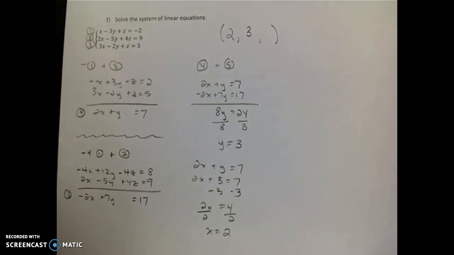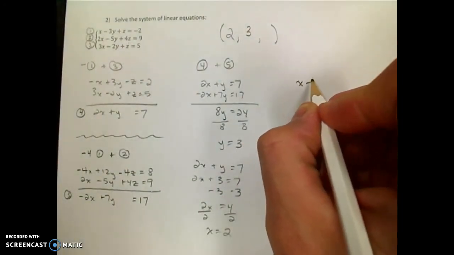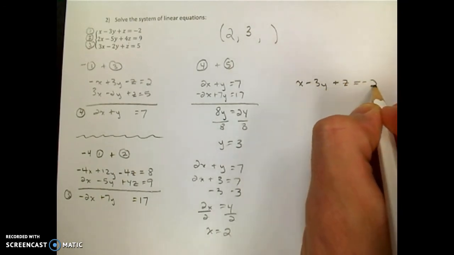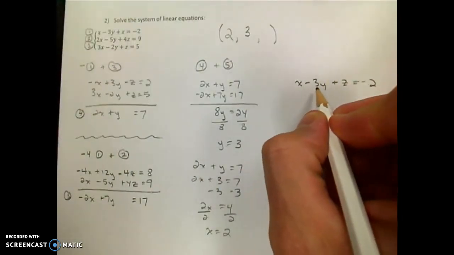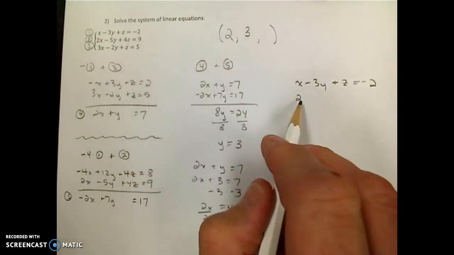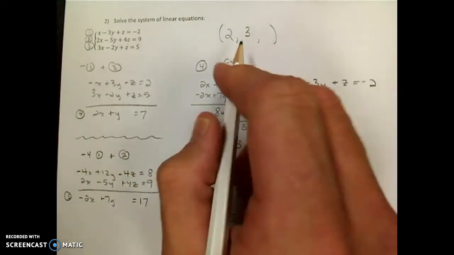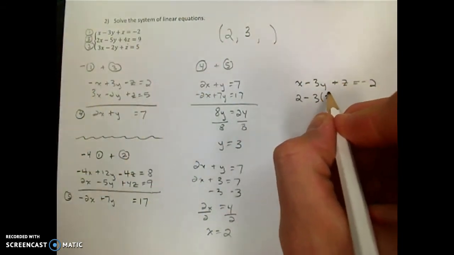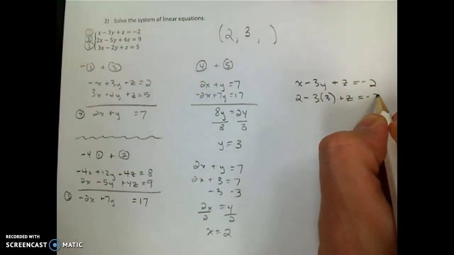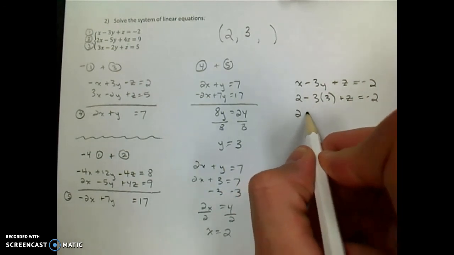One step remaining now. We've got values for x and y. We need a value for z. Well, now I'm down to having one unknown. I can solve for one unknown. Use my first equation, x minus 3y plus z equals -2. I know that x is 2. I'm going to substitute it in. I found that y is 3. Let's substitute that in. Plus z equals -2.